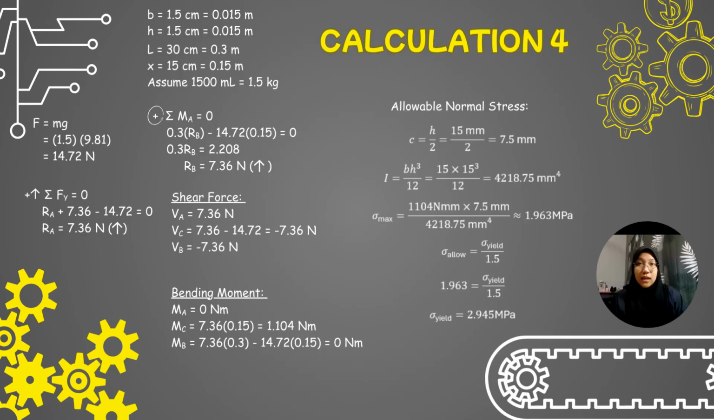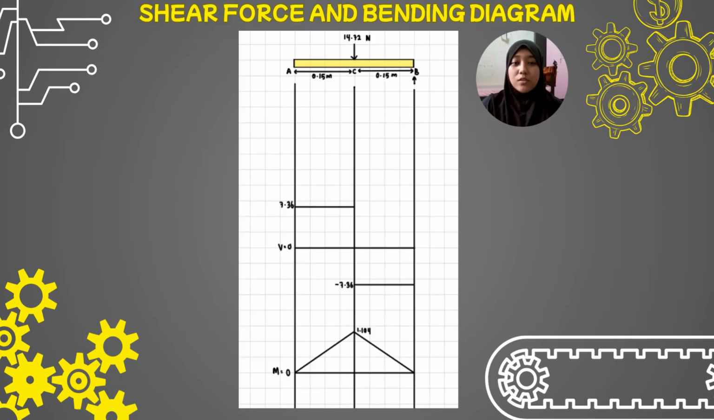0.7358 Newton meter. Next, in calculation 4, our maximum bending moment reaches 1.104 Newton meter. Based on our cross section, this produces a peak applied bending stress of 1.963 megapascal. Incorporating our 1.5 safety factor, the minimum required material yield strength for this load condition is 2.945 megapascal. Next, for load 4, we use a mass of 1.5 kilogram. The force increases to 14.72 Newton, and this results in a support reaction of 7.36 Newton and a peak bending moment of 1.104 Newton meter.